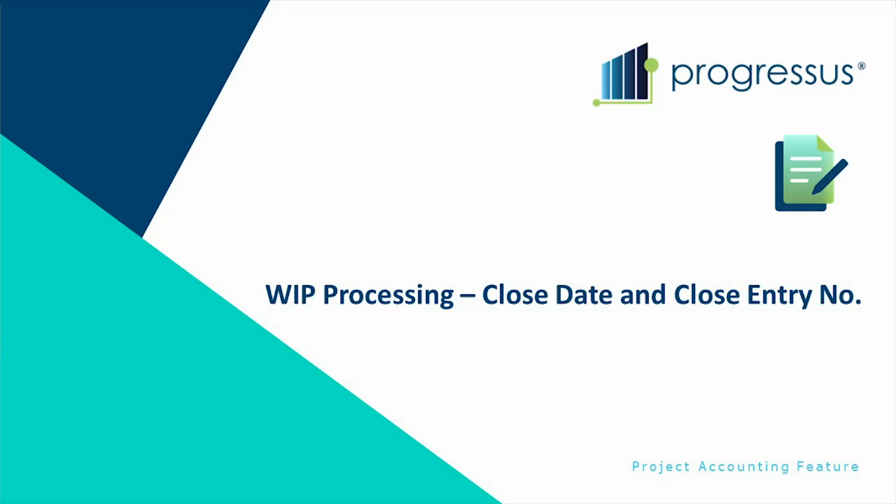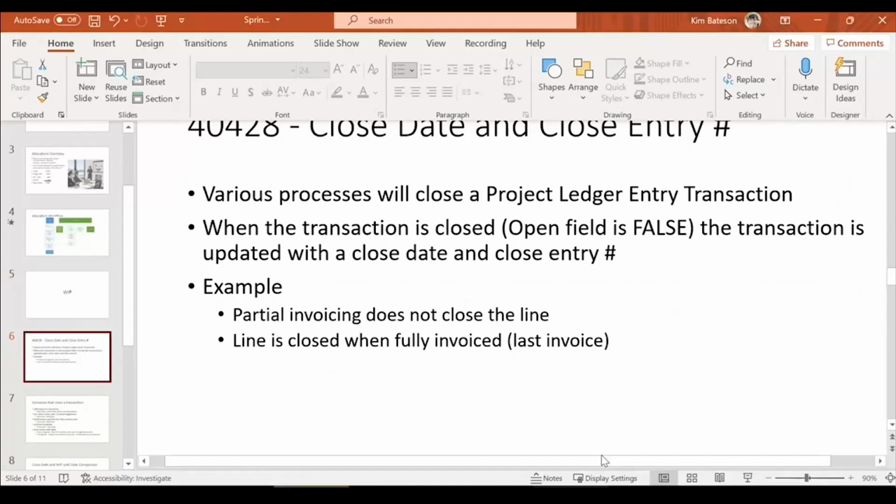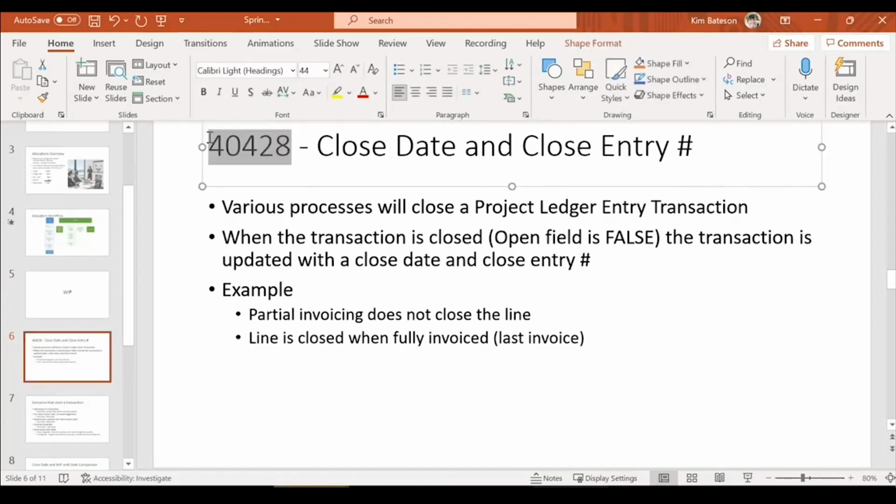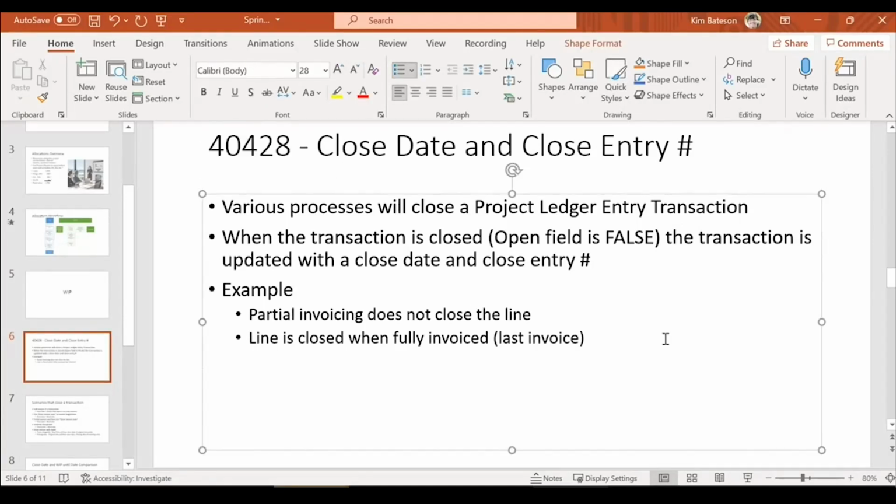In this video, we cover the close date and close by entry number that have been added to the project ledger entries that will enhance our WIP processing functionality. Conceptually, one of the primary stories that we worked on for this release is story 40428.